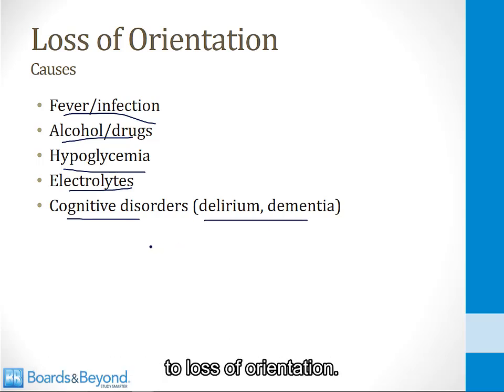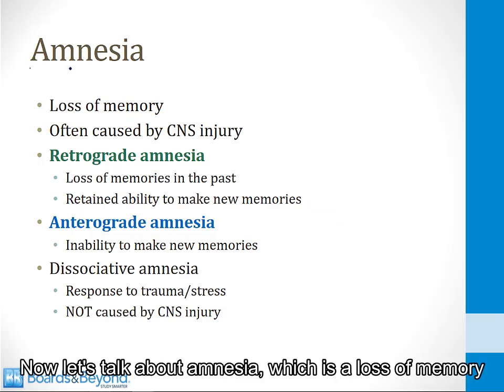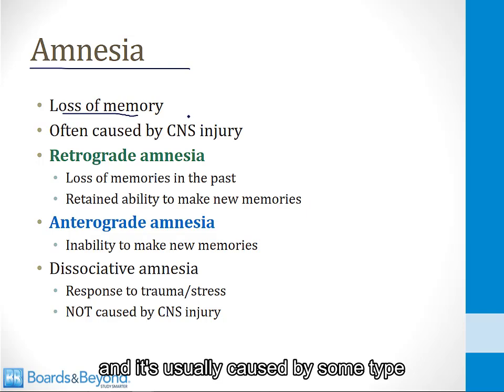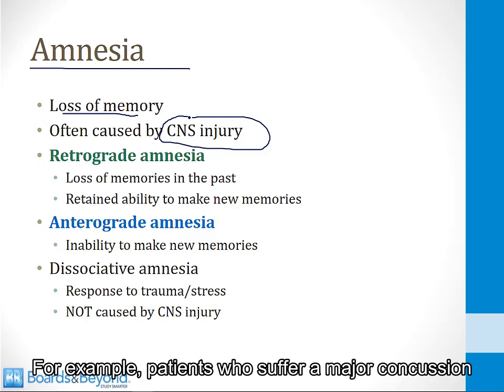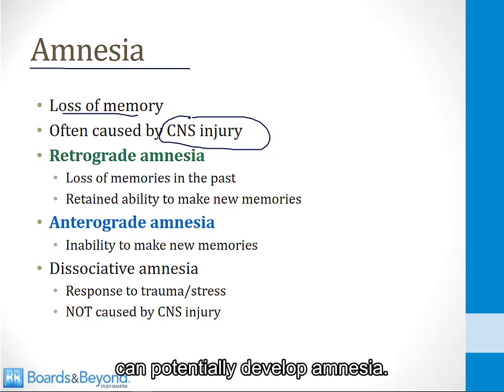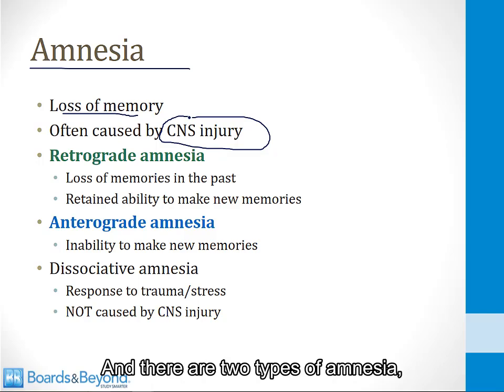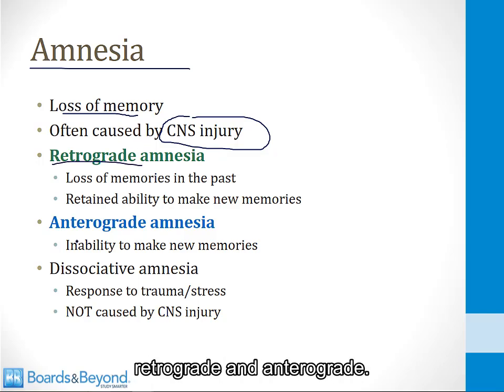Now let's talk about amnesia, which is a loss of memory, and it's usually caused by some type of central nervous system or brain injury. For example, patients who suffer a major concussion can potentially develop amnesia. And there are two types of amnesia, retrograde and anterograde.